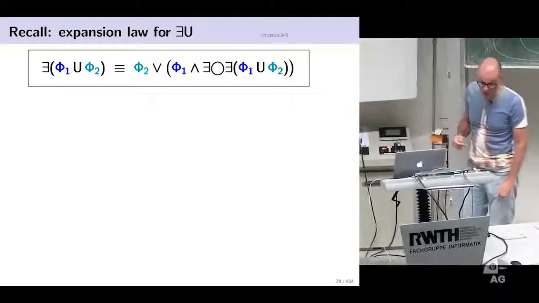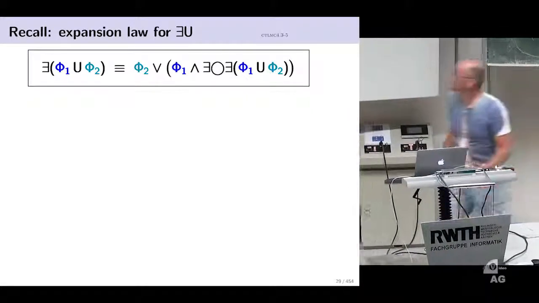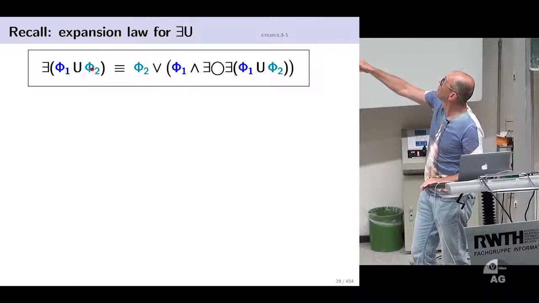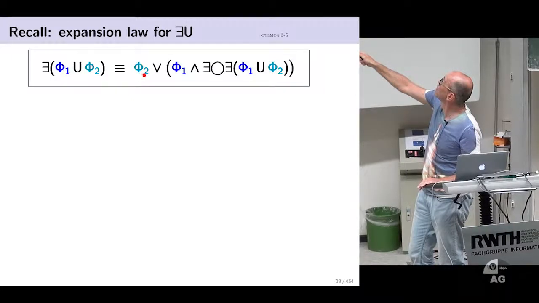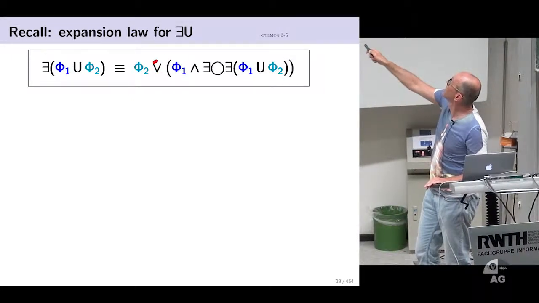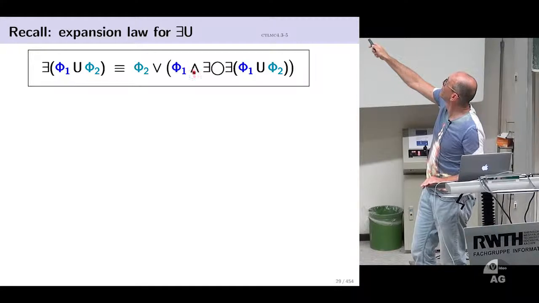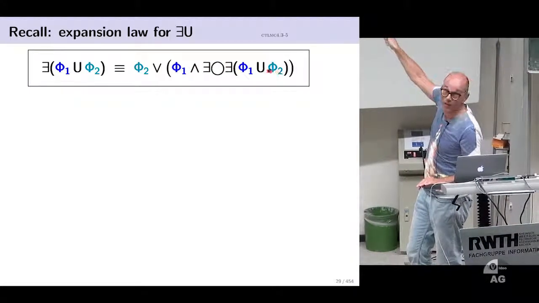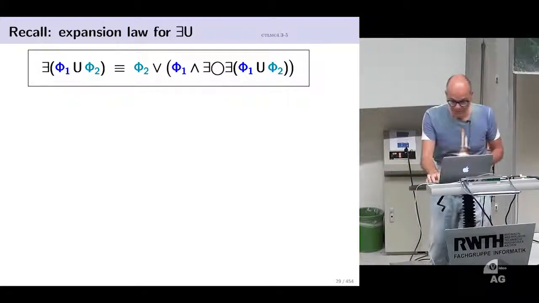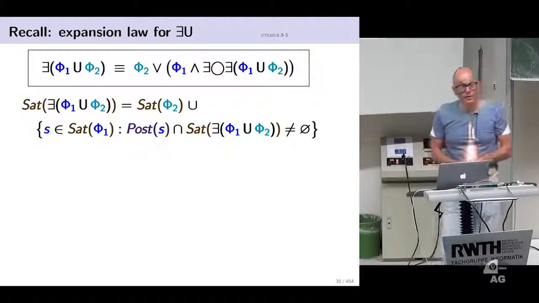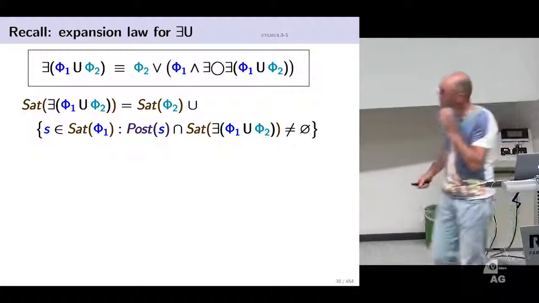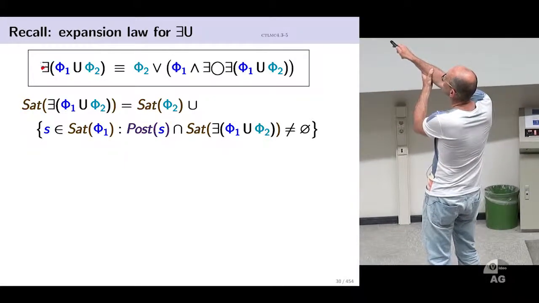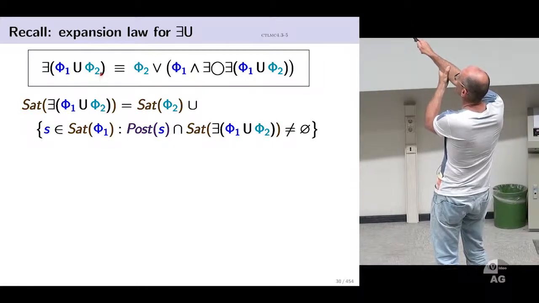So remember the expansion law. The expansion law for CTL says there exists a path satisfying phi 1 until phi 2 if and only if the current state satisfies phi 2, or if this is not the case, it needs to satisfy phi 1 and needs to have at least one successor satisfying the until formula. Good. So what does that mean? In terms of sets, this can be written as follows. Just read this in terms of a set. Suppose I'm interested in the set of states satisfying this formula.